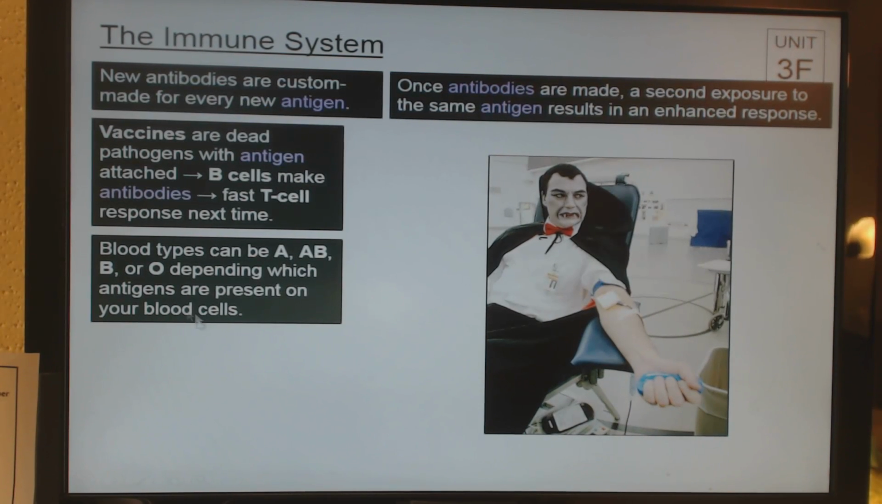But if somebody gives you type O blood, no matter what you are, type O means there are no antigens present on those blood cells. So your B cells will not make any antibodies against them, and they will be able to be used to transport oxygen and nutrients throughout your bloodstream. So that's why type O is the universal donor, because it does not have any antigens present on the surface of the blood cells.